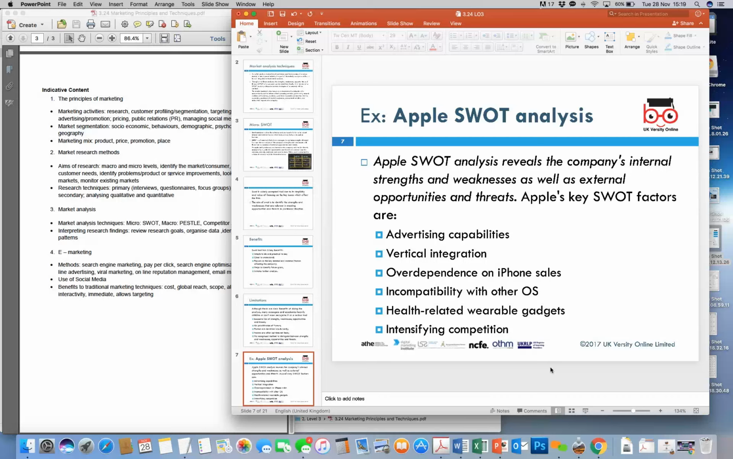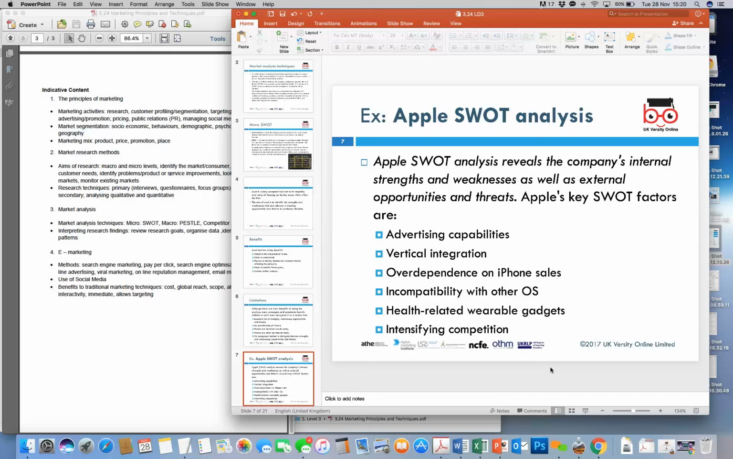Now, as an example, let's look at Apple, a company which everybody is very familiar with. What we want to look at is how we do a SWOT analysis of Apple. When we look at a large organization with a turnover or market capitalization of almost 1 trillion, a very successful company, what we are trying to do with this analysis is capture some of the factors which are considered strengths and weaknesses of Apple itself as a company.